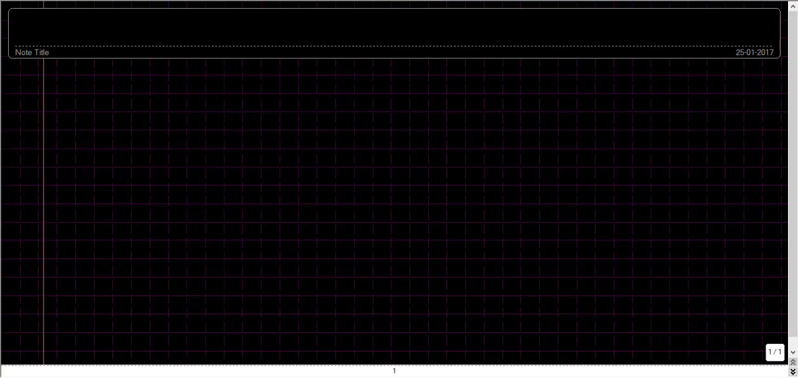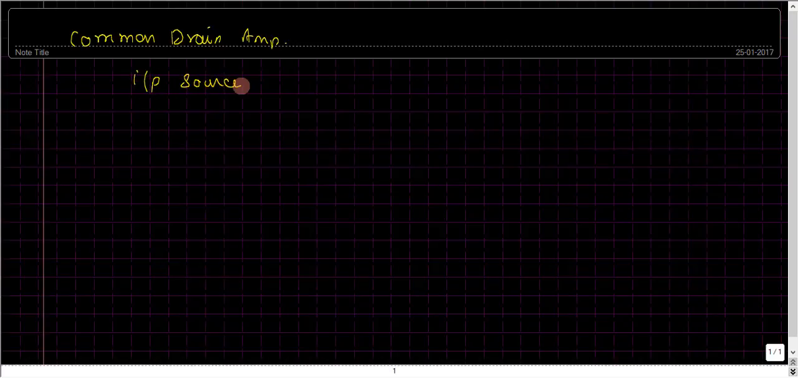Hello students, in this video we are going to focus on the common drain amplifier. In a common drain amplifier, the input source is connected to the gate terminal and the output is taken out from the source terminal, so that the drain is common to both the input and the output.